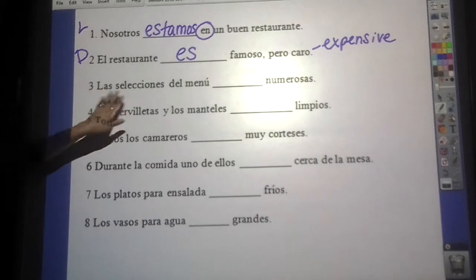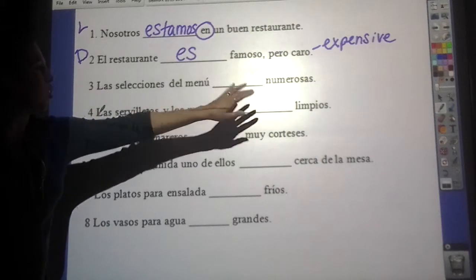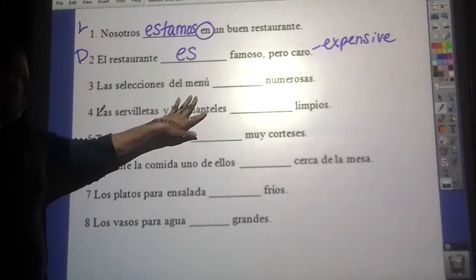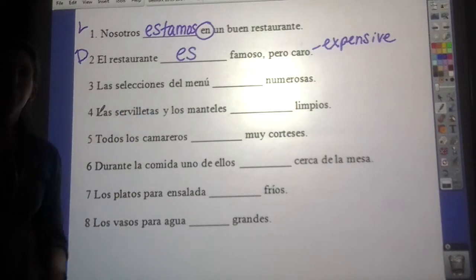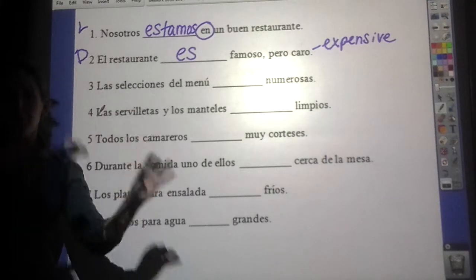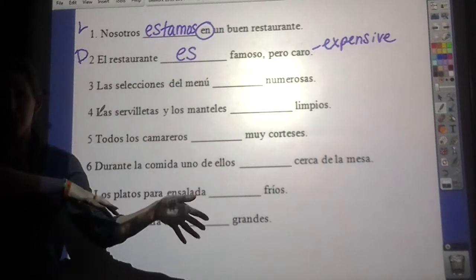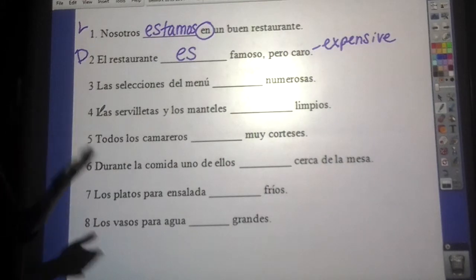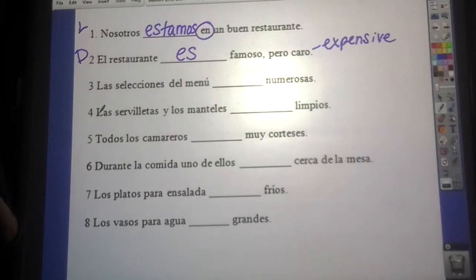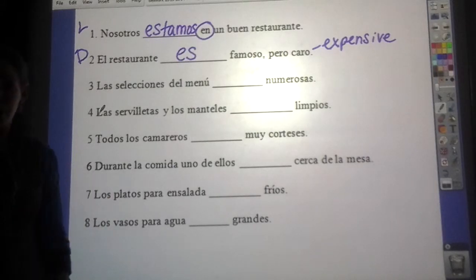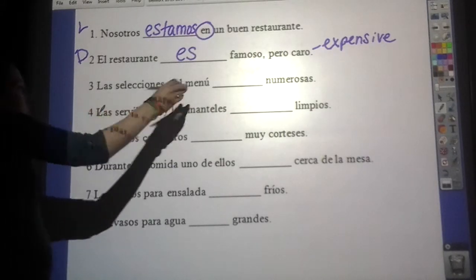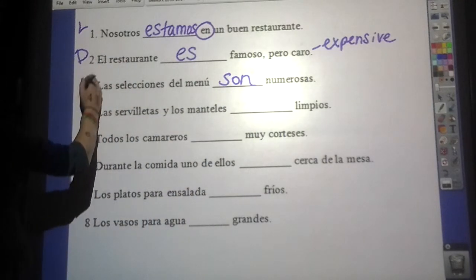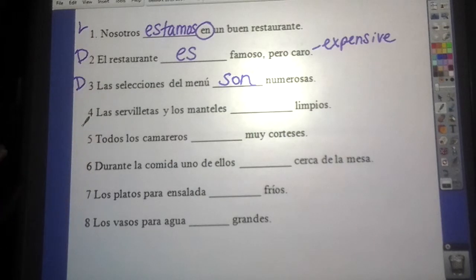Tres, las selecciones del menú blank numerosas. So this is saying the selections of the menu are numerous. Again, there's not just going to be selections that hop off the menu one night. That's going to be something that is characteristic of the restaurant for all days, every day. See, that doesn't change normally. So, las selecciones del menú son numerosas. And again, that is a description.